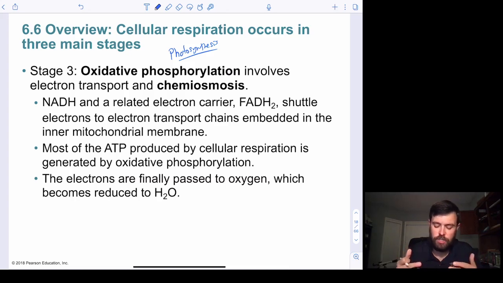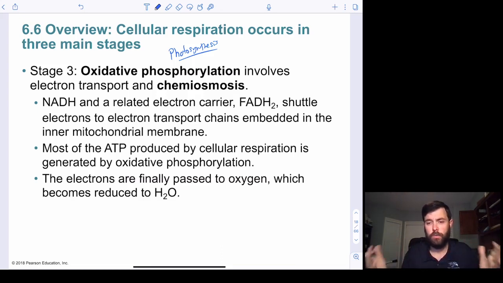So NADH is a bus, FADH2 is a bus. They bring electrons in. That is going to move that hydrogen ion against its concentration gradient. Most of the ATP is created here due to ATP synthase. And then our oxygen is finally an electron acceptor that picks up the electrons and the hydrogen, and then turns into water. So that's what we've got there.